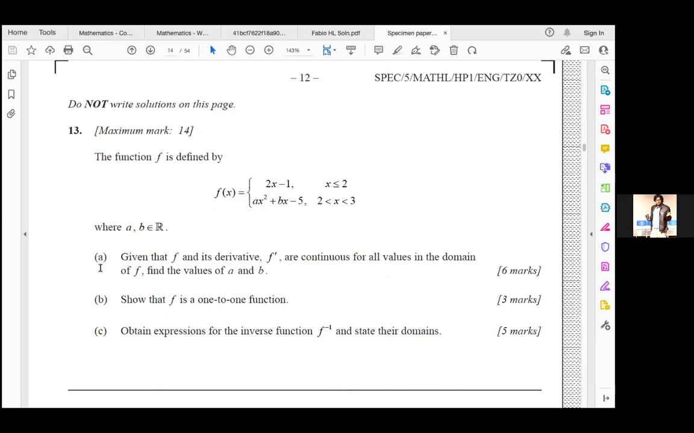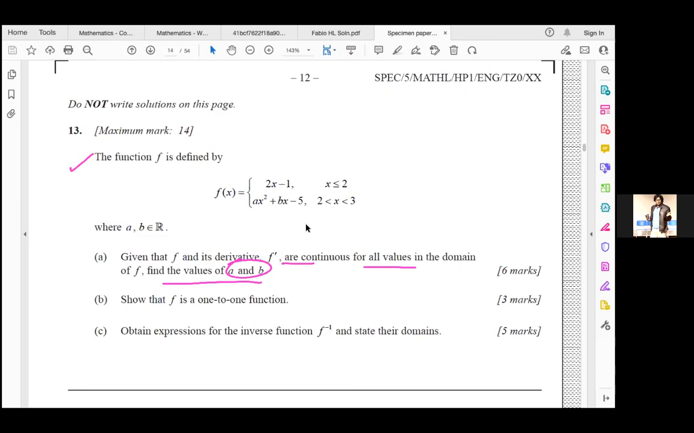Okay, so the first part which you see here, they have given that the function f and its derivative both are continuous for all the values of x in the domain a to b, in the domain that they have specified, and you have to find out the values of a and b. Now, this becomes one of the favorite questions because it tests your concept of functions and calculus both.